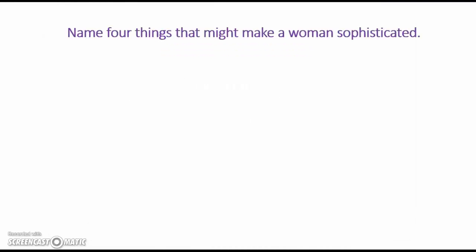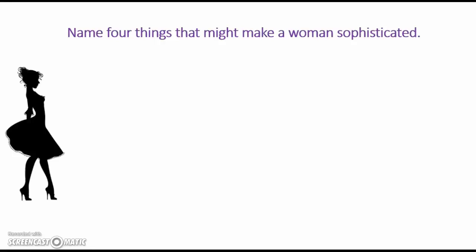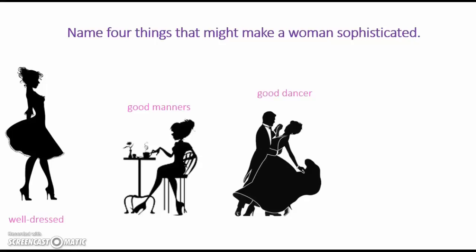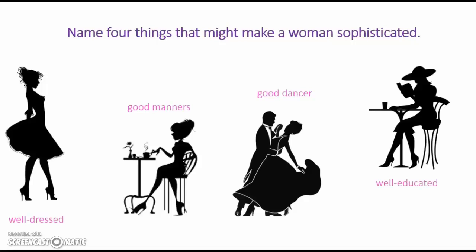Now let's look at some example clues. Name 4 things that might make a woman sophisticated. What are some examples of a sophisticated woman? Perhaps a woman who is well dressed, or a woman with good manners, or a woman who is a good dancer, or perhaps a woman who is well educated. These are 4 examples of a sophisticated woman.